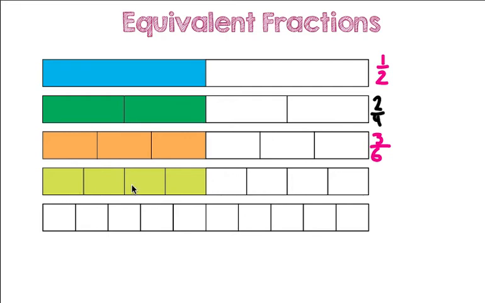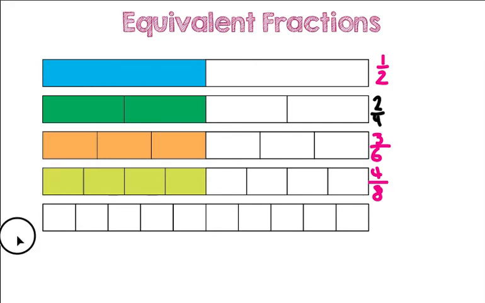So let's write the fraction. How many parts did we color here? Excellent. We colored 4 out of how many? How many were in total? Excellent. 8. So 4/8 is the same as 3/6, 2/4, and 1/2.